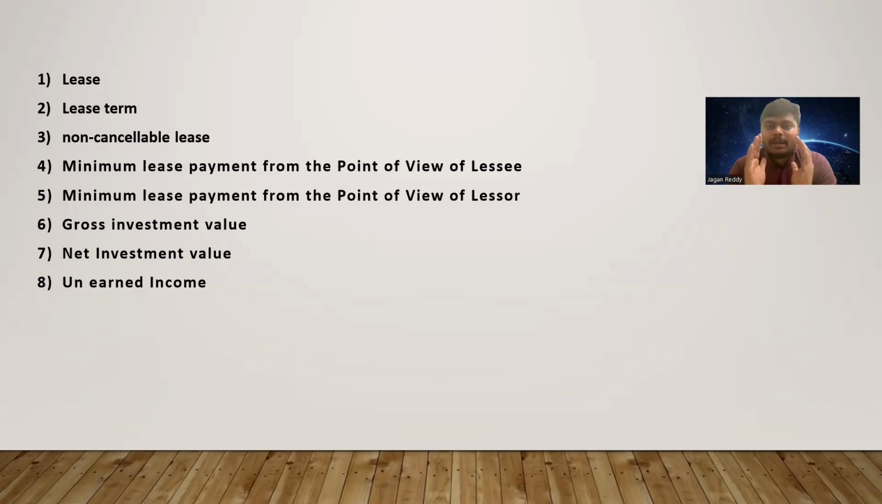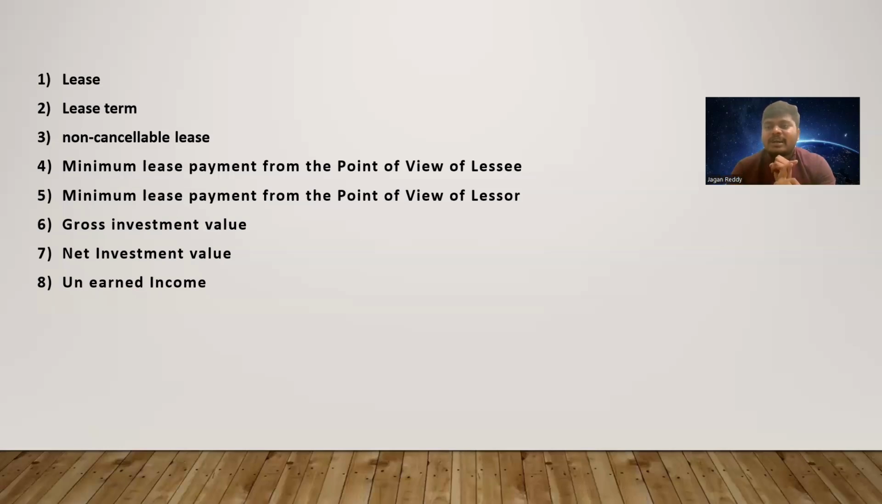First one, Nana. Minimum lease payment from the viewpoint of lessee. First one is we will consider all monthly rentals or yearly rentals plus guaranteed residual value given by the lessee or on behalf of a lessee. These two we will consider. Whereas with respect to lessor, monthly rentals plus guaranteed residual value given by the lessee or on behalf of lessee or third independent party. Here, three parties will come.